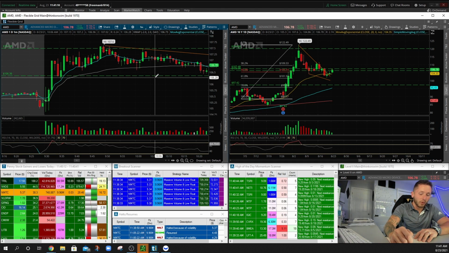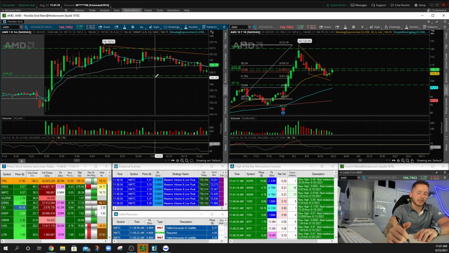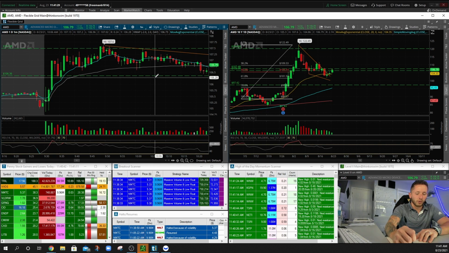On the second pullback, I have less odds of being right, but they're still good odds. They're not 80-20 odds. They're like 70-30 odds, maybe 60-40 odds. So I still have high probabilities of being right versus wrong, but it is still a little bit on the riskier side. The third touch of the 9 EMA is all 50-50. The third one, the fourth one, the fifth one, the sixth one, doesn't matter. Anything after the second pullback to the 9 EMA, my probabilities are 50-50.